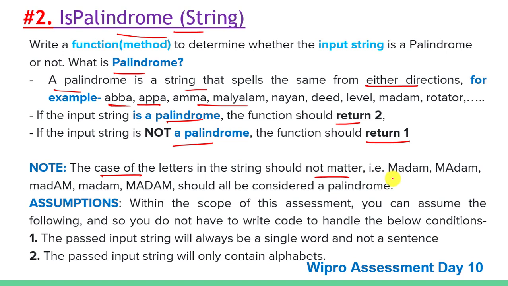That is, if we write M in uppercase and the rest of the letters in lowercase, and here we can see that M and A are in uppercase and DAM in lowercase, all these strings should be considered as a palindrome. Here some assumptions are given. The first one is that the passed input string will always be a single word and not a sentence. And the other is that the passed input string will only contain alphabets.